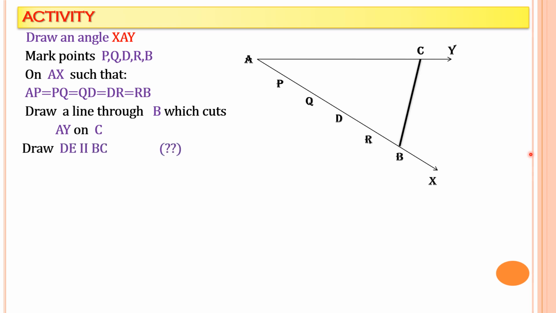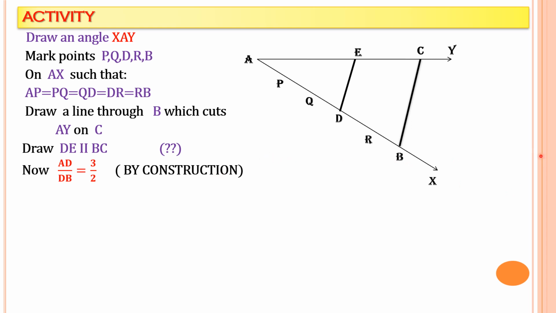And then draw DE parallel to BC. So we draw a line parallel to BC through point D. How can we draw a line parallel to a given line? We just copy the angle on point D. Then AD is three parts, and DB is equal to 2 parts. So this ratio AD upon DB is 3:2.